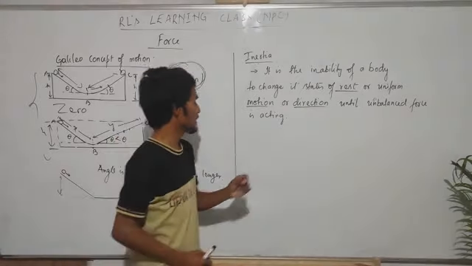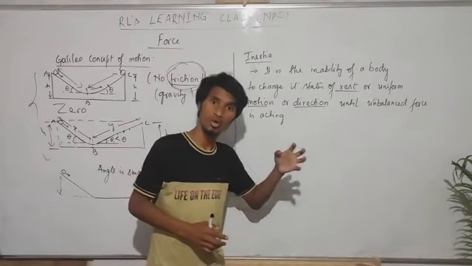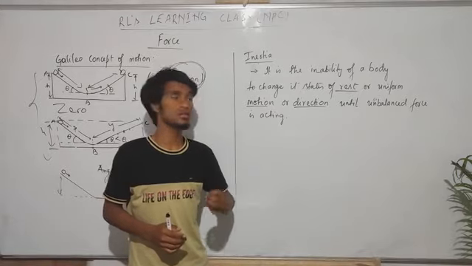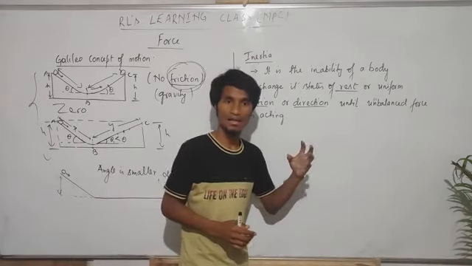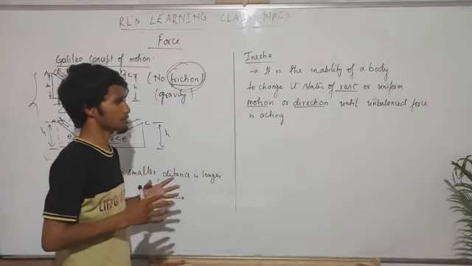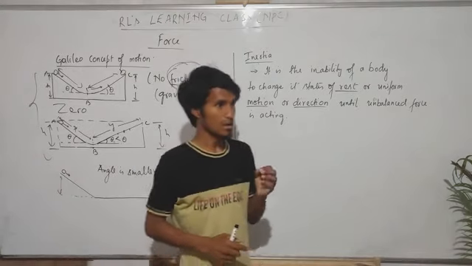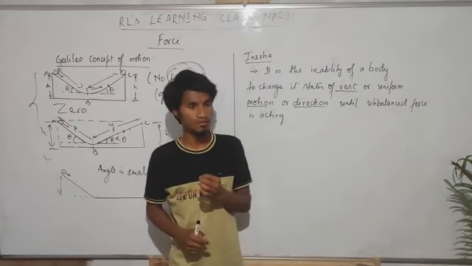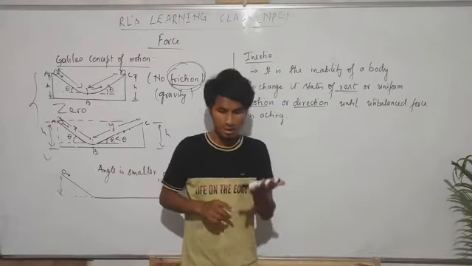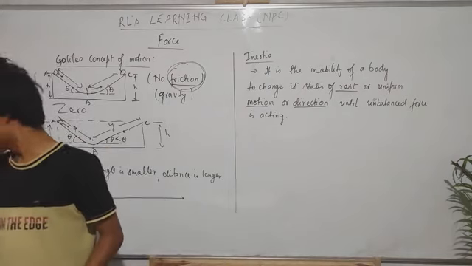Then number two, inertia of motion. It is the inability of a body to change its state of motion. And number three, inertia of direction. It is the inability of a body to change its state of direction. Okay, that you can study on your own from your textbook. I just explained what inertia of rest, inertia of motion, and inertia of direction are. Inertia of rest means the body is initially at rest. Okay, I'll give you an example.